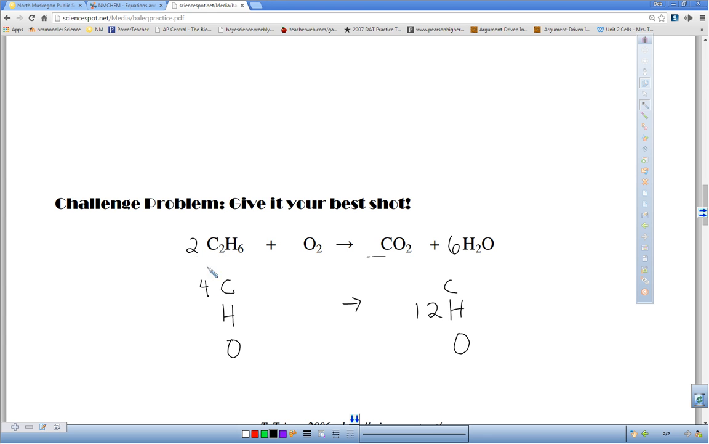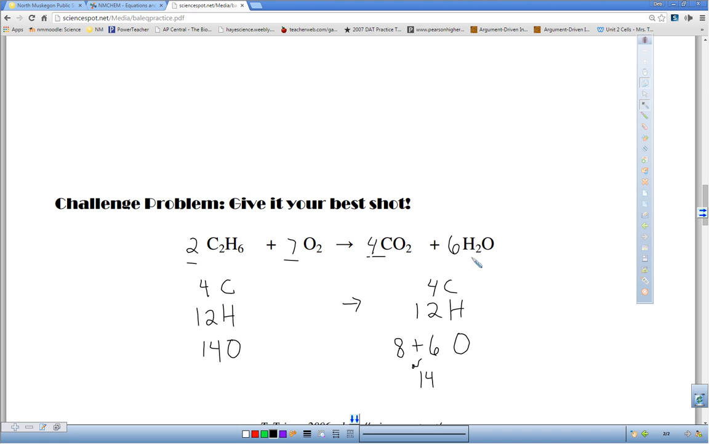Now I have 4 carbon and 12 hydrogen. I need to get 4 carbon over here. I'm going to have to put a 4 in front of here. Now I have 4 carbon, 12 hydrogen. Now I just got to work the oxygen out. I have 4 times 2, or 8 oxygen on that, plus 6 oxygen over here, which is 14 altogether. How could I get 14 oxygen here? Well, if I put a 7 in front of that, 7 times 2, I get 14.